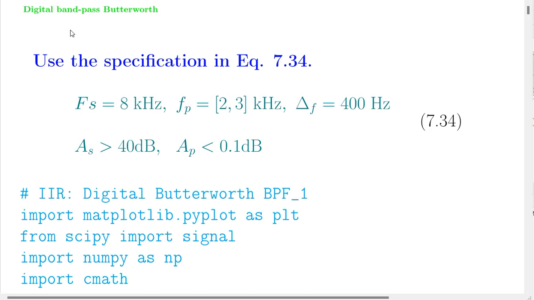Now, digital bandpass Butterworth. Use the specification in equation 7.34. Fs 8 kHz, Fp 2 and 3 kHz. We should have two passband frequencies because it's a bandpass filter. And delta F being equal to 400 Hz, AS 40 dB, and AP 0.1 dB.